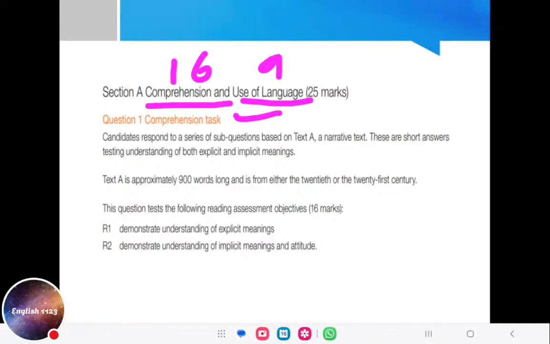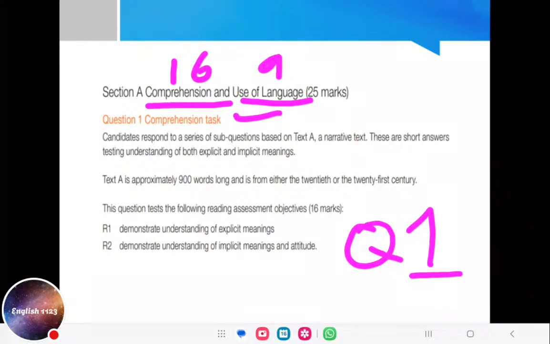That is question number 1 of your P1. It has 16 marks and it tests the understanding of explicit meanings and implicit meanings, and this is what we are going to check in question number 1. That is question number 1 of your reading paper, and it has 16 marks.